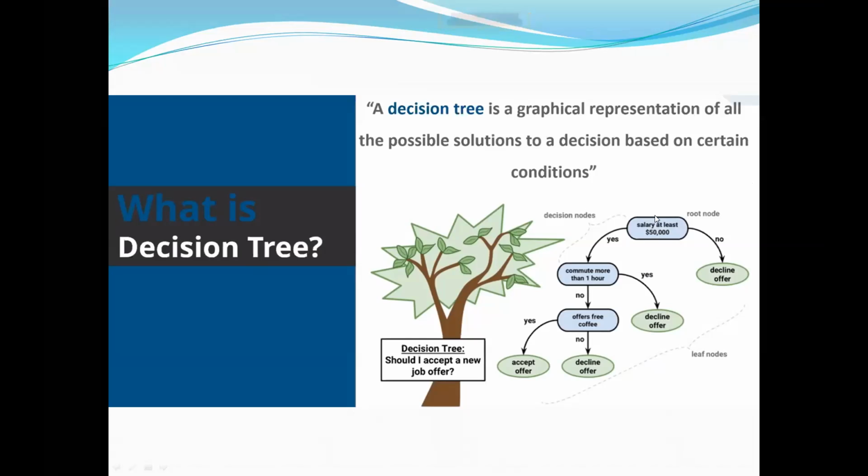That's why salary plays the root node. A node which is capable of having a potential variance, a way to form more branches, that particular feature is going to be fixed as the root node. So in this scenario salary plays the root node. I'm going to set the question whether my salary is at least 50,000. If it is no, I decline the offer.